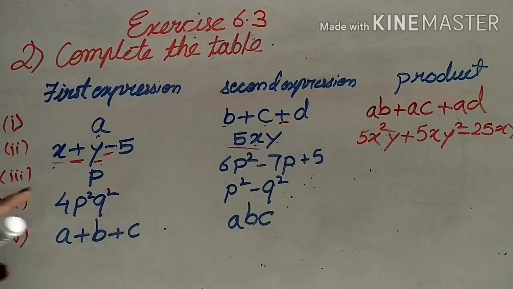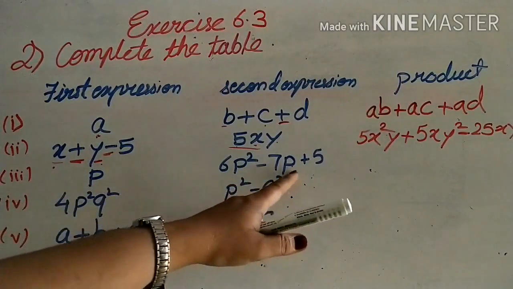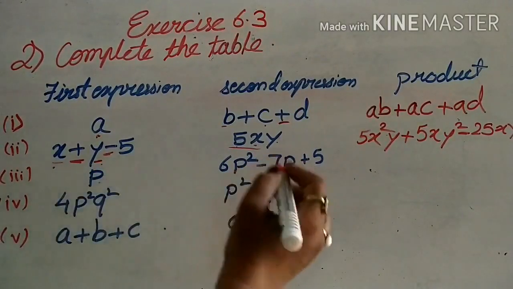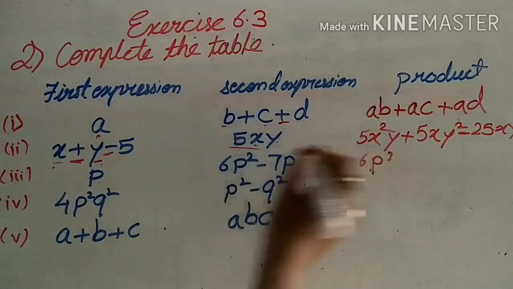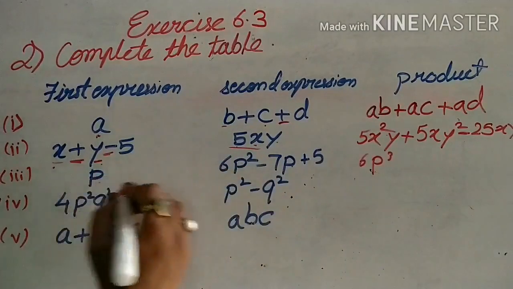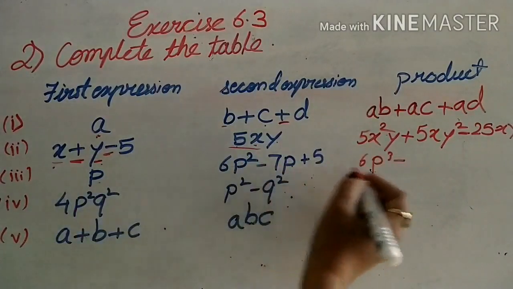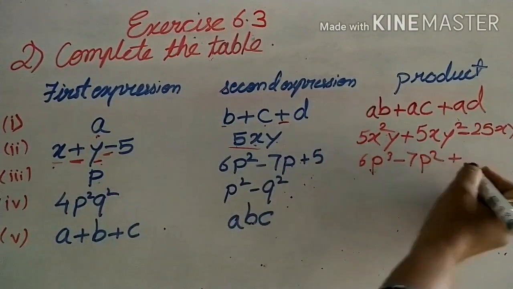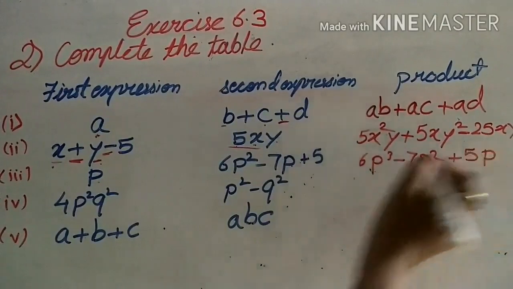Now the third one, p into 6p square minus 7p plus 5. First we have to multiply this p to 6p square. Means 6p cube, p into p square, p cube. This minus sign. P into 7p means 7p square, plus sign. P into 5, it is 5p.